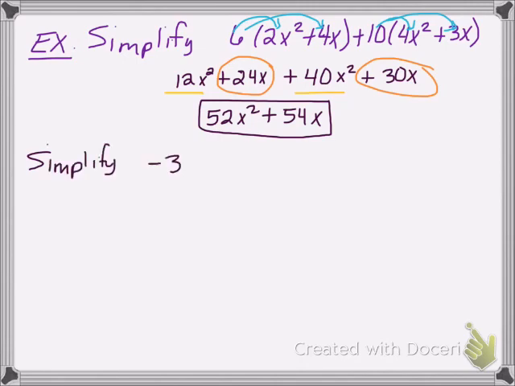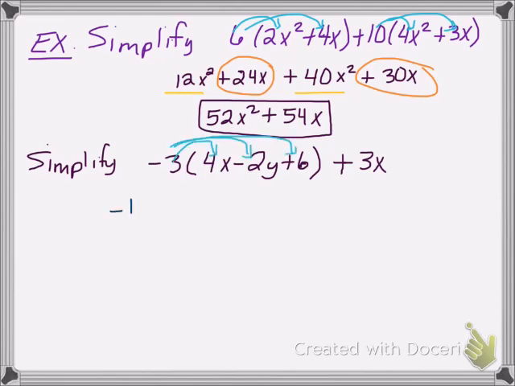So let's try this next one, only because we have a negative number. Anytime you have a negative number outside, you still distribute, but you need to remember your rules. Negative 3 times the 4x becomes a negative 12x. A negative 3 times a negative 2y, because it's two negatives, now becomes a positive 6y. And a negative 3 times 6 becomes a negative 18, plus 3x.